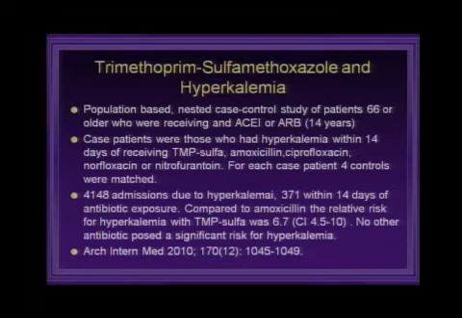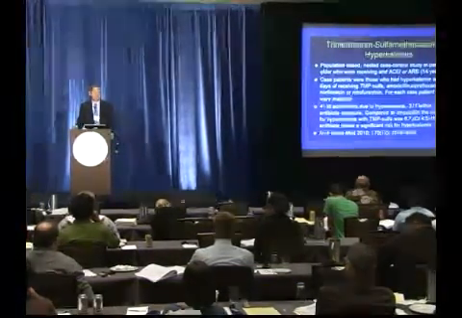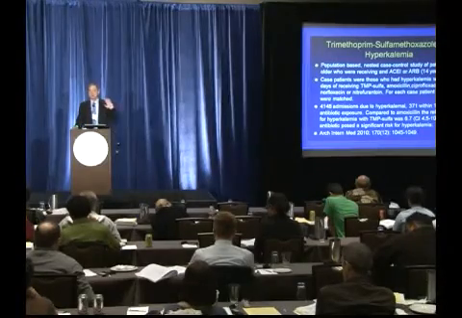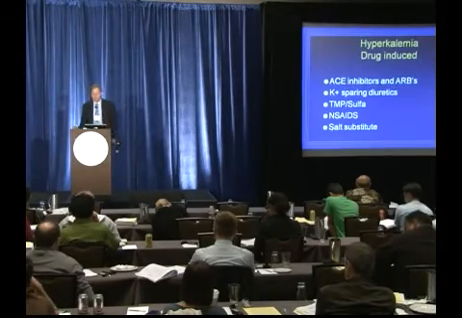Compared to amoxicillin, the relative risk for hyperkalemia with trimethoprim sulfa was 6.7. No other antibiotic posed a significant risk for hyperkalemia. So there have been 3 studies in the last 3 years that have brought this up again. So I think this makes it sort of a great topic for the boards. Whenever a problem we've known about for 15 years is rediscovered in the literature, more people get excited about writing test questions. So just be aware, trimethoprim sulfa, if you see somebody who's hyperkalemic, blame the trimethoprim sulfa.